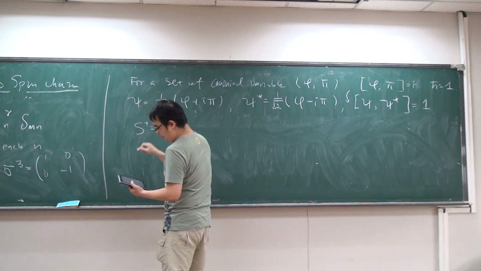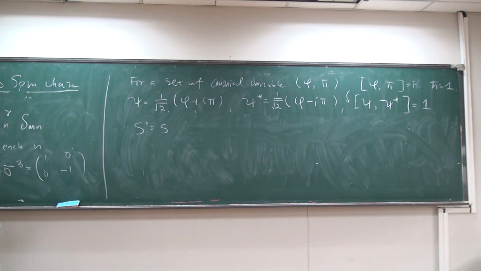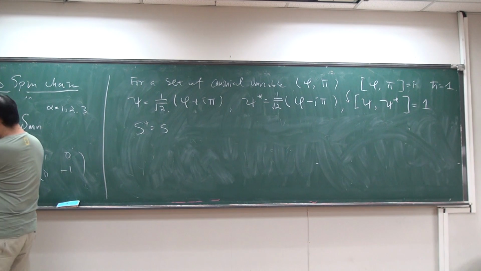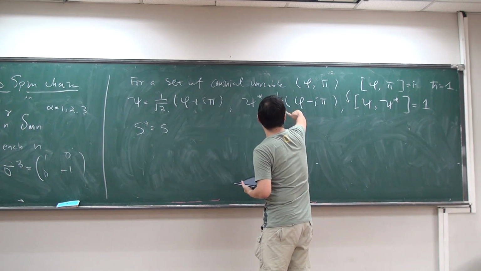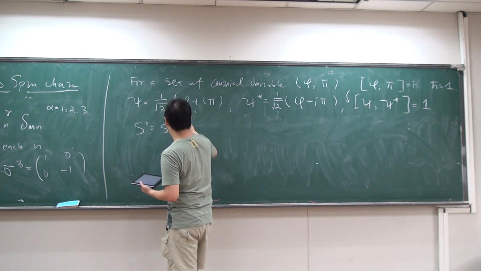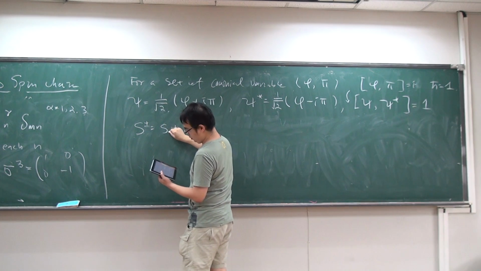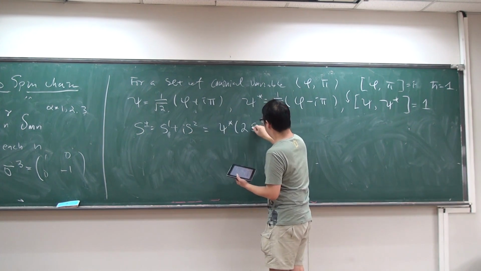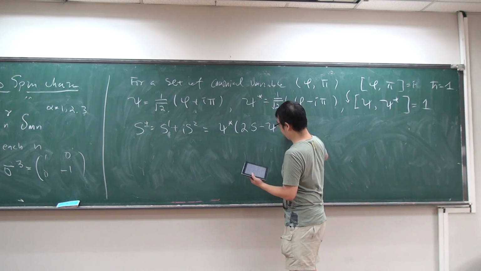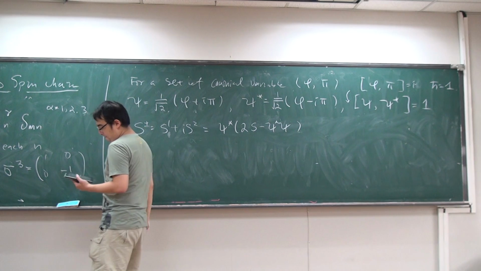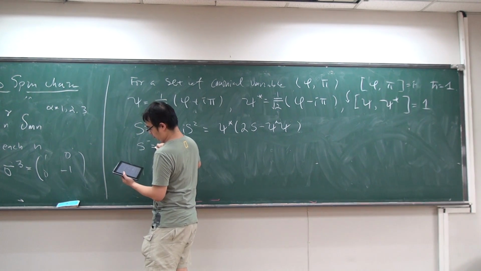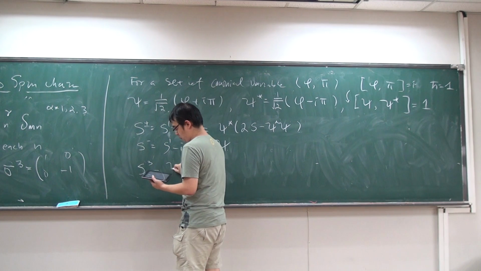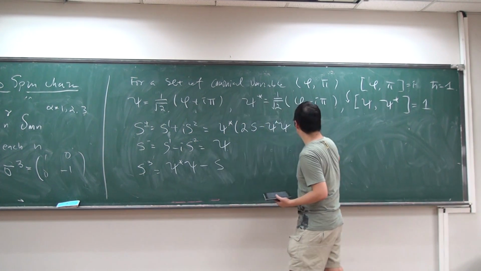So we can represent the generators for the SL2 in terms of psi and psi star as follows, with S labeling the spin of the particular representation. You can verify those.